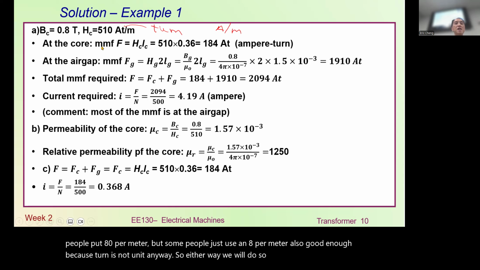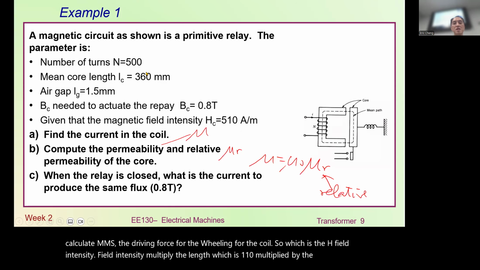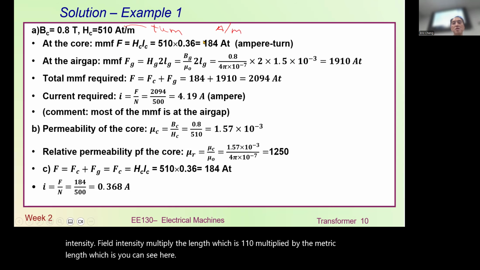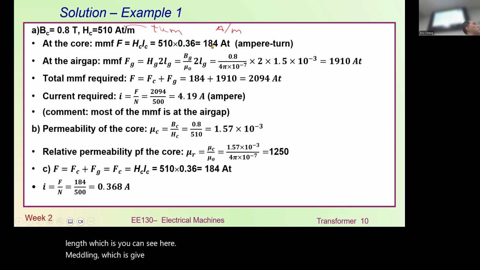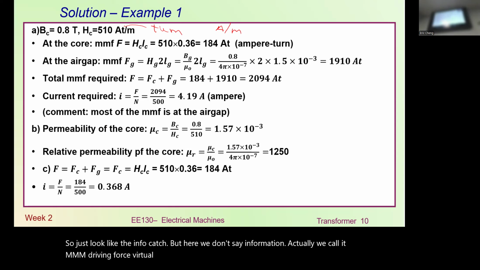Now we need to calculate the MMF, the driving force for the relay, for the coil. It is the H field intensity multiplied by the length, which is 510 multiplied by the magnetic length, which gives us this requirement for the H field to drive the relay. It looks just like the input voltage. But for a magnetic circuit we don't say input voltage, we call it the MMF, driving force, electromotive force. So remember this name, MMF. That's a really important parameter we use.